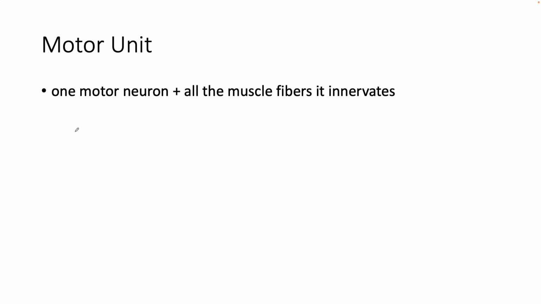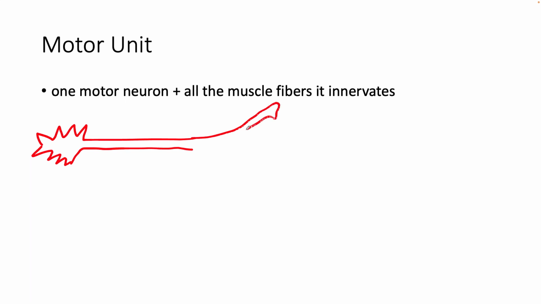Okay, one more thing we have to talk about is a motor unit. Well, what is a motor unit? A motor unit is when you have one motor neuron. There's our motor neuron. And then we've got the terminal ends. You should remember this from chapter 4 when we talked about tissues. We have our dendrites, our cell body, our axon, and our terminal ends. And that's our motor neuron.